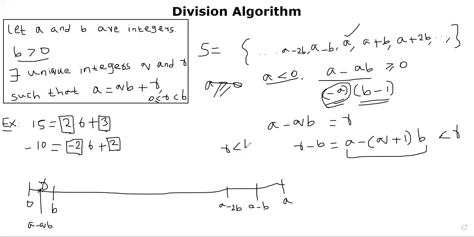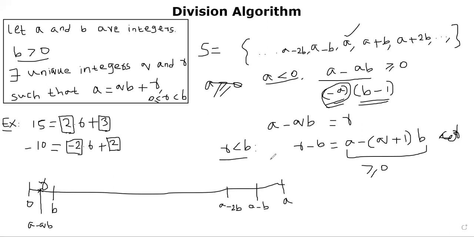What happens if R is greater than B? If R is greater than B, what can you say about R minus B? R minus B is of the form A minus (Q plus 1)B. Okay, but this is greater than 0 or greater than or equal to 0. Why do you say that? Because we assumed R is greater than or equal to B. If R is greater than or equal to B, R minus B is greater than or equal to 0.